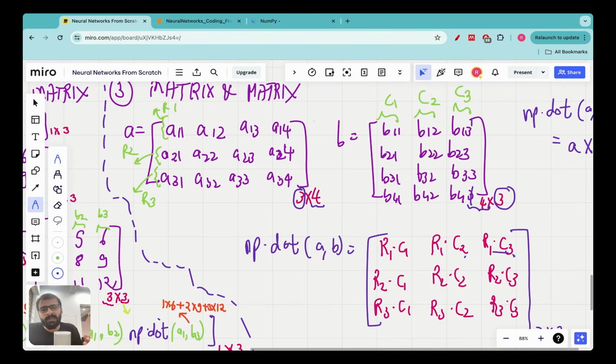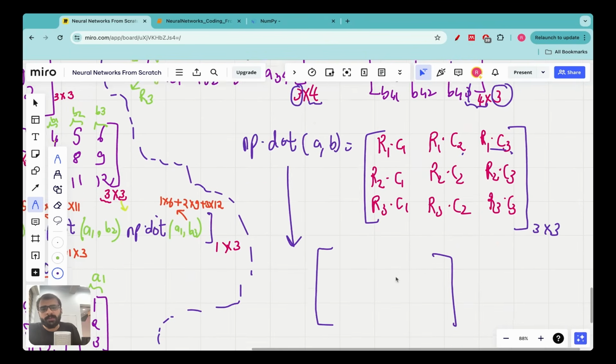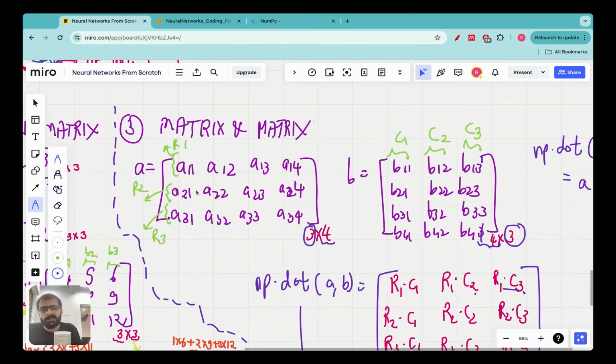So the way to visualize this is that, let's say you want to find the dot product between A and B, right? Or the multiplication. You want to fill in the first row. So if you want to fill in the first row of the resultant matrix, don't even look at the other two rows. Don't look at the other two rows of A1. Just look at this. First take the dot product of this with this.